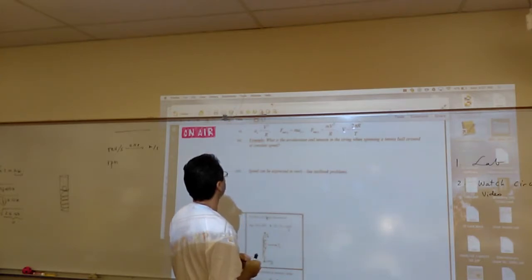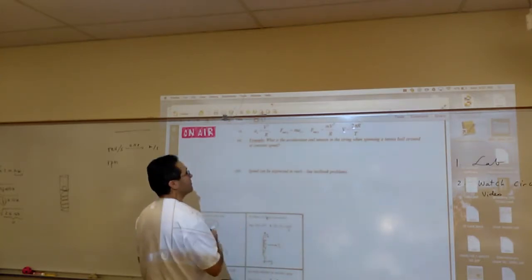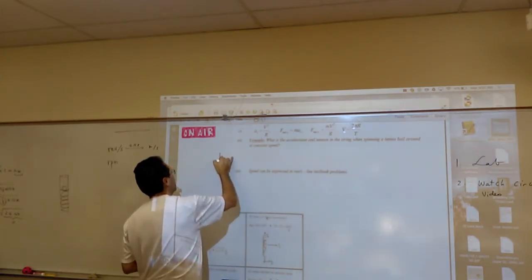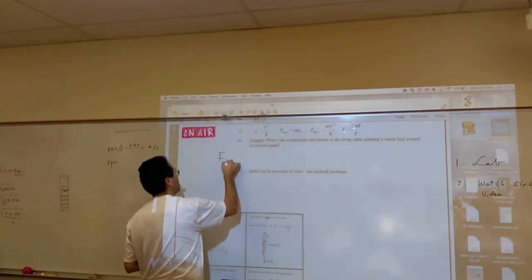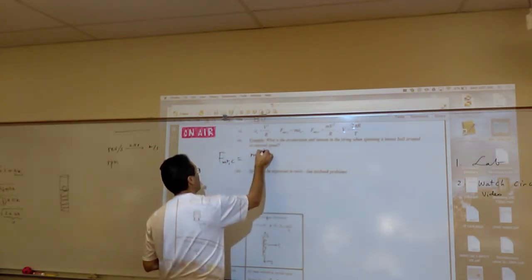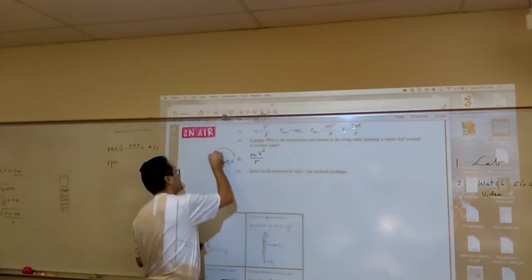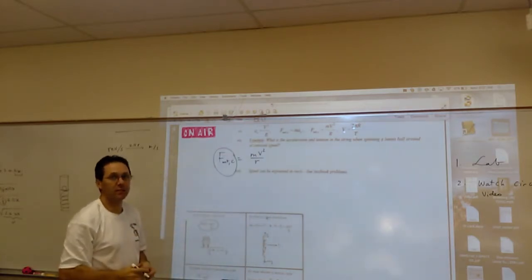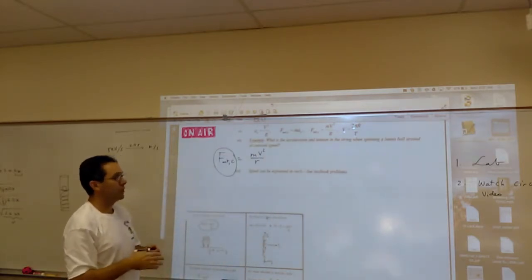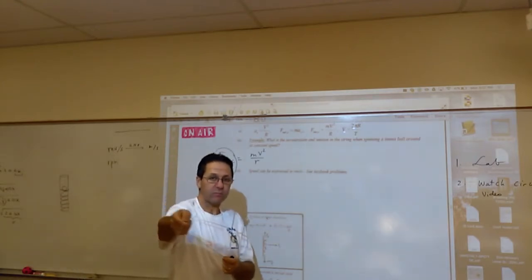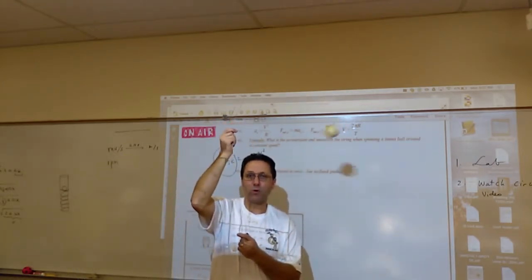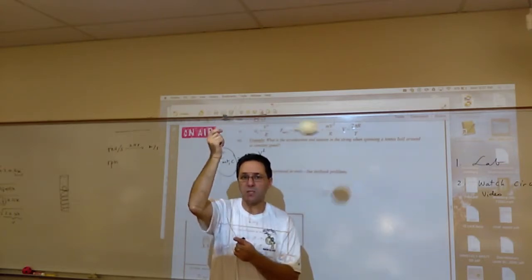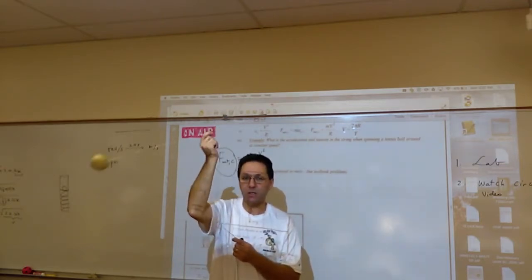Okay, let's look at some applications of this. The F net centripetal is mv squared over r. Now this is going to change. There is no such thing as a centripetal force. So in the case of the tennis ball, the centripetal force is pretty much the tension in the string.